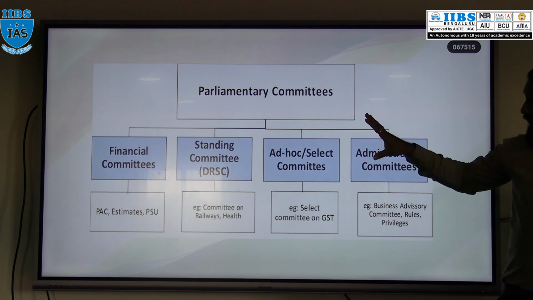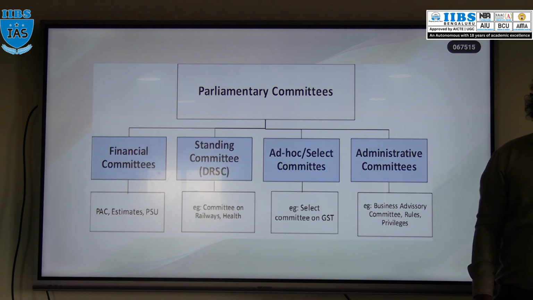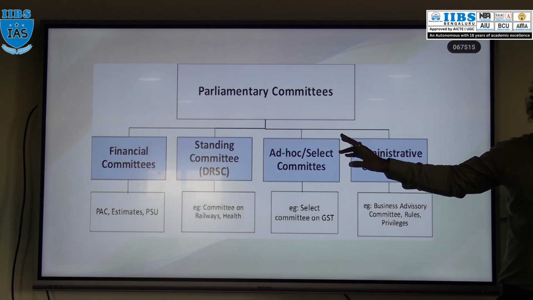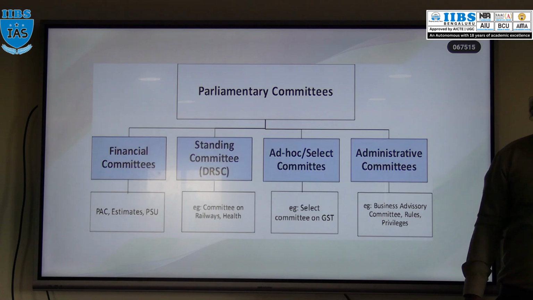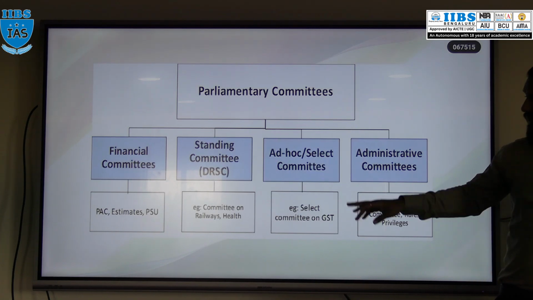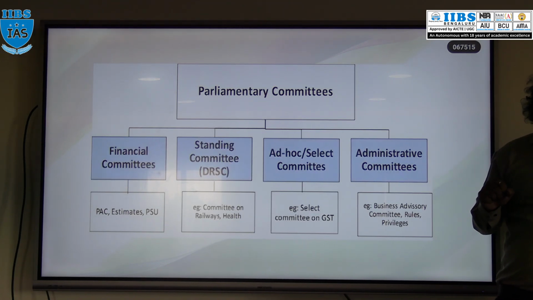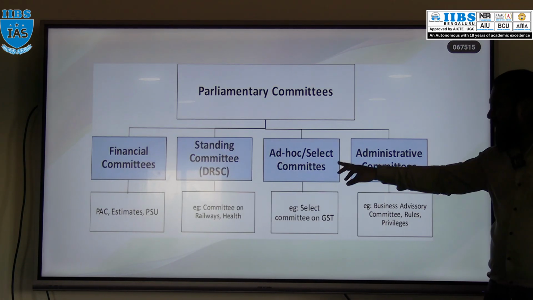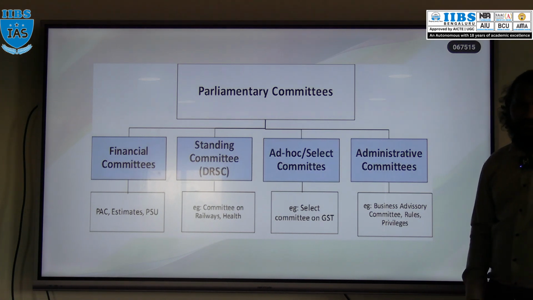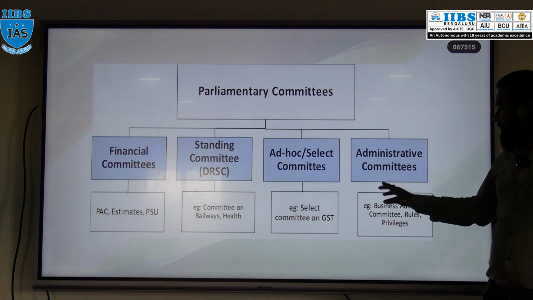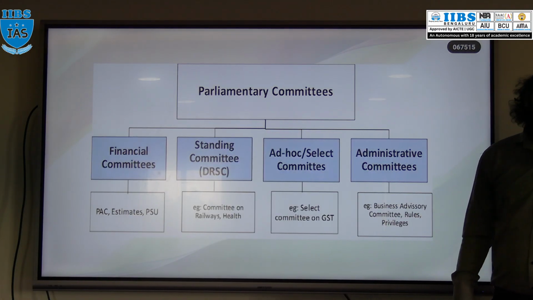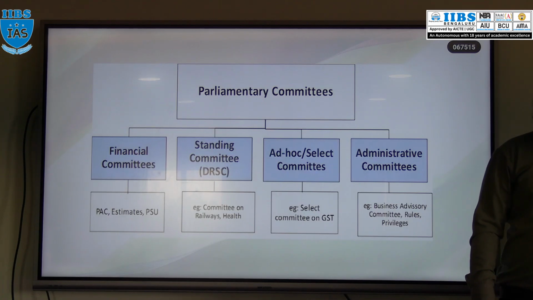Generally there are 4 types of parliamentary committees: Financial Committees, namely the Public Accounts Committee, Estimates Committee, and Public Sector Undertaking Committee. The name itself suggests committees related to finance. Standing committees we discussed during the budget. Departmental related standing committees: 24 committees, 31 members each, 21 from Lok Sabha and 10 from Rajya Sabha. Then there are temporary or ad hoc committees, and administrative committees like the Business Advisory Committee, Rules Committee, Privileges Committee, and Committee on Absenteeism.